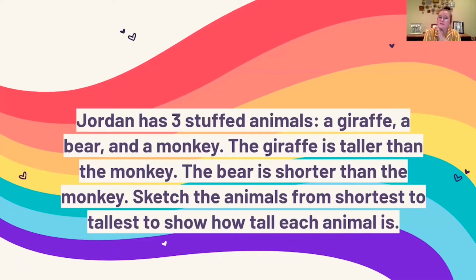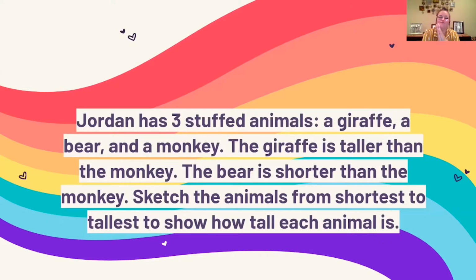Jordan has 3 stuffed animals, a giraffe, a bear, and a monkey. The giraffe is taller than the monkey. The bear is shorter than the monkey. Sketch the animals from shortest to tallest to show how tall each animal is. All right, let's brainstorm. What is the important information I need to know? What is the question this is asking me? And how am I going to show my work?